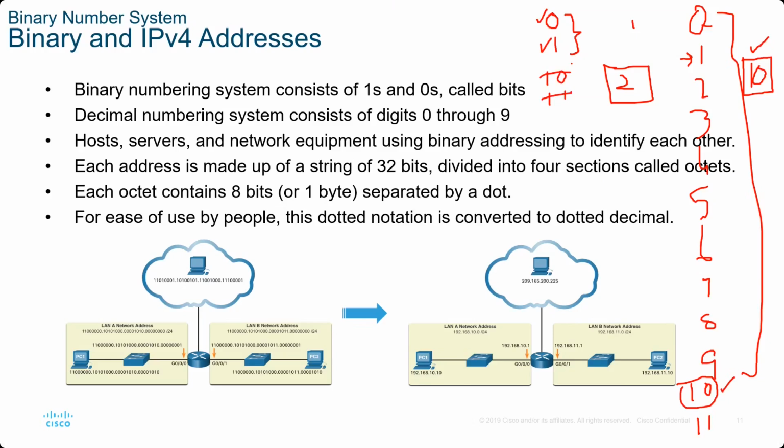Computers use this system. Okay, so the binary number system consists only of ones and zeros, and that's it. And these ones and zeros are called bits. This is a bit, this is a bit, that's it. The decimal number system consists of digits 0 through 9, which is the one that we saw. And that's why we call it decimal, because it's base 10. So computers, doing all the calculation, only do that in this binary system.